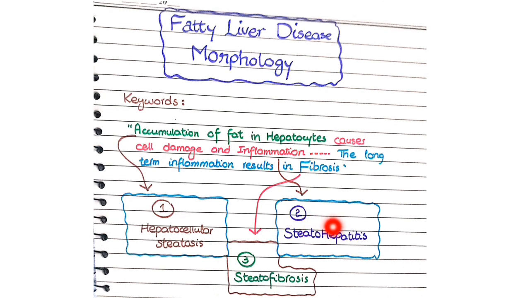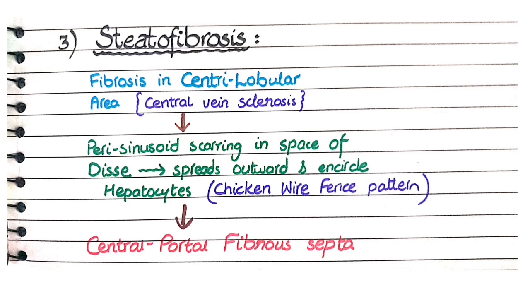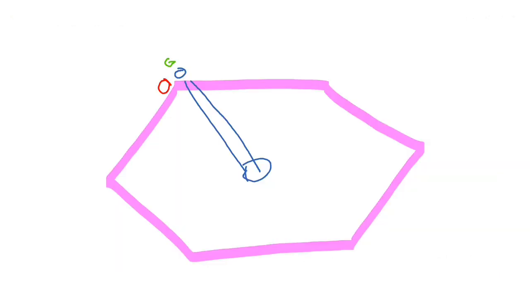Now this stage of steatohepatitis is followed by the stage of steatofibrosis. You know that all chronic inflammations result in fibrosis. So the last stage here in fatty liver disease is also steatofibrosis. Now in steatofibrosis, when the fibrotic tissue develops, it firstly develops around the centrilobular area, resulting in central vein sclerosis.